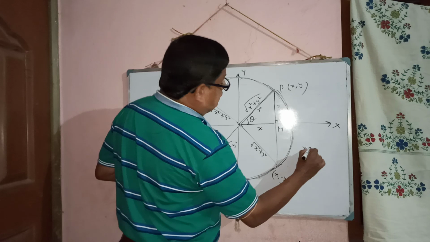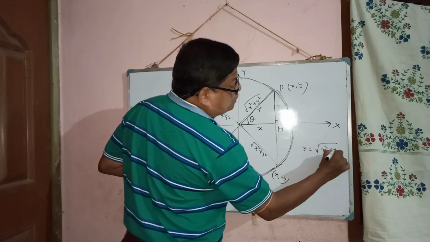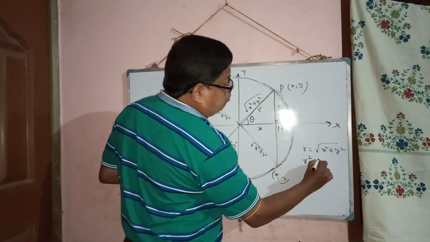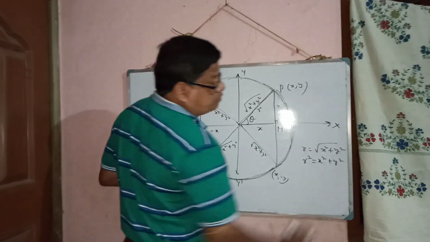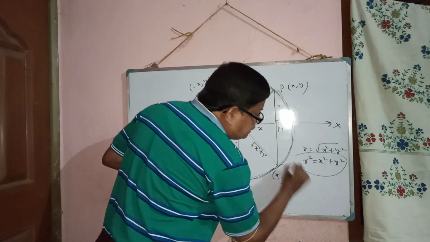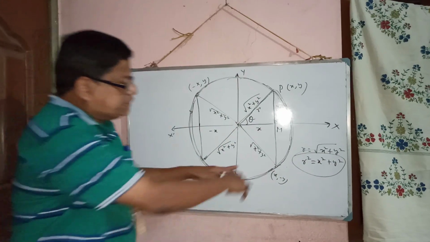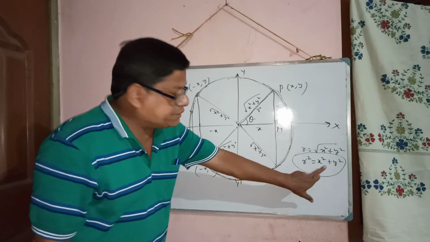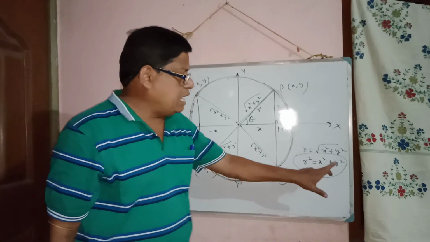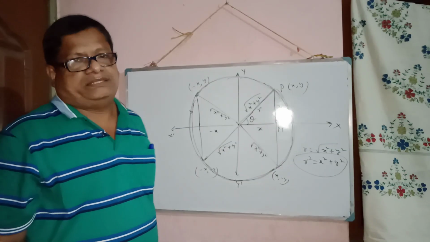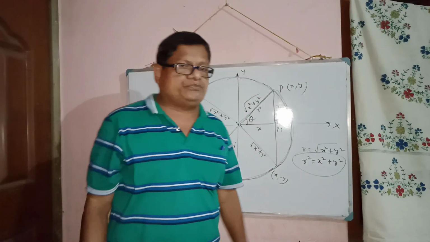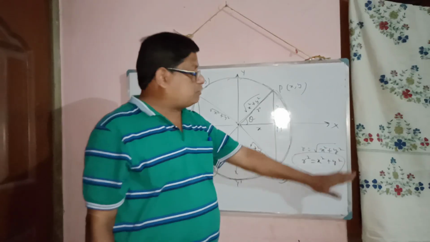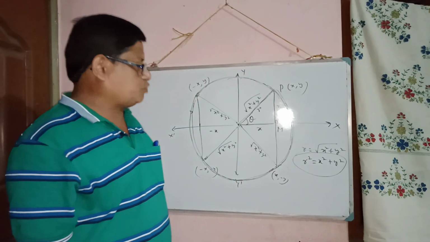So r is root under x square plus y square. So you can write here r square equal to x square plus y square. So this is the one equation. So this is the equation of a circle. So here center is 0 0 and radius r. Then the equation will be x square plus y square equal to r square.